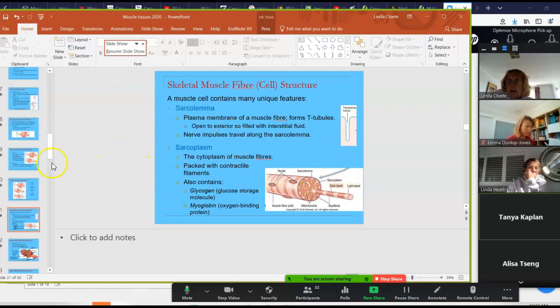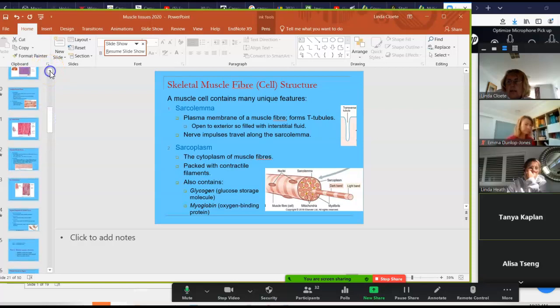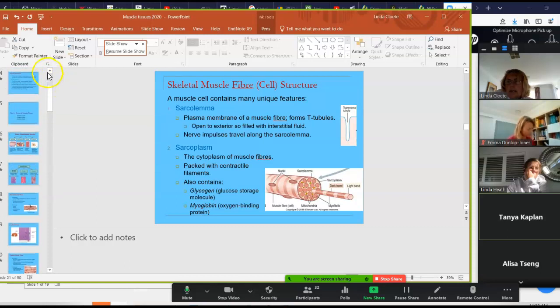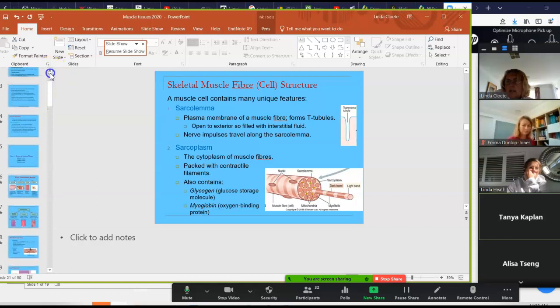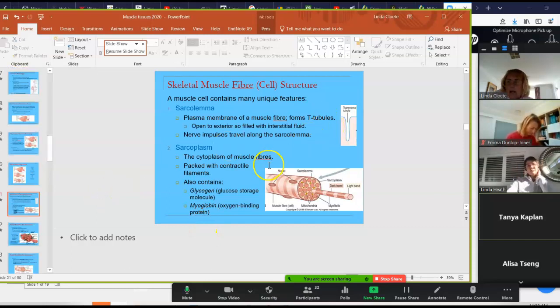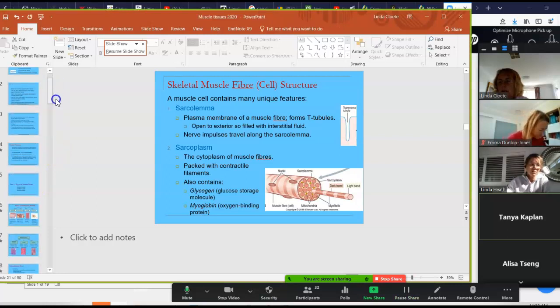Okay, so again, a lot of your muscle lecture was identifying different muscles, and you don't have to know all the names of the muscles again now, people. You did that in your anatomy test, so that's not an issue anymore. It's just about concentrating on the function of muscles and also the structure. That's what you need to concentrate on now.